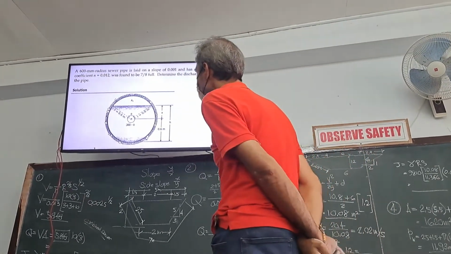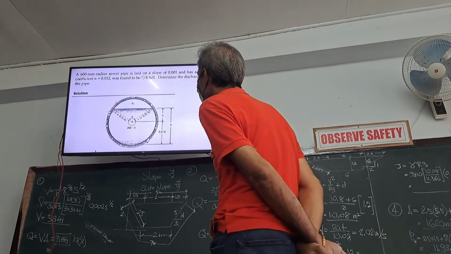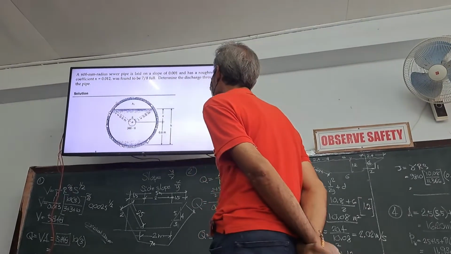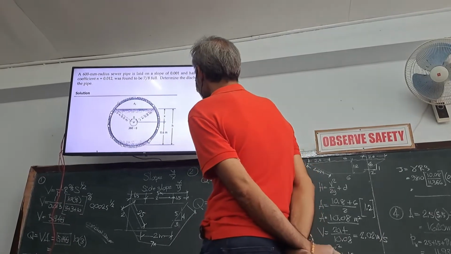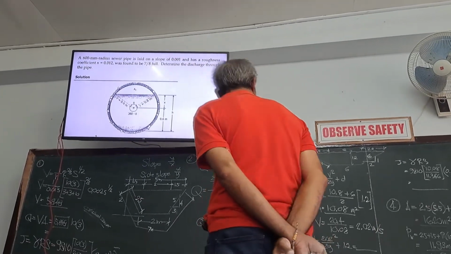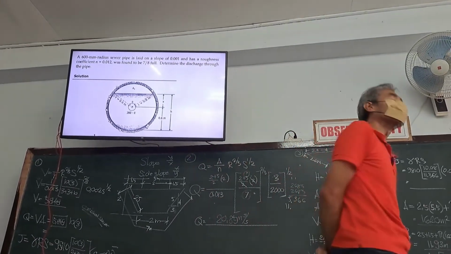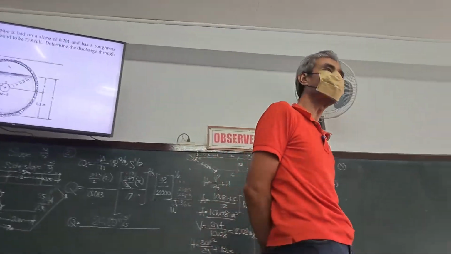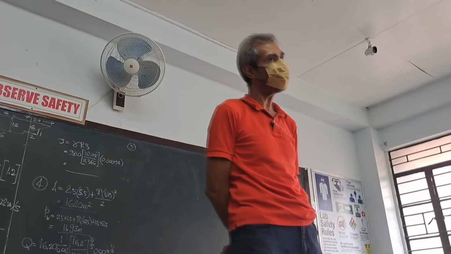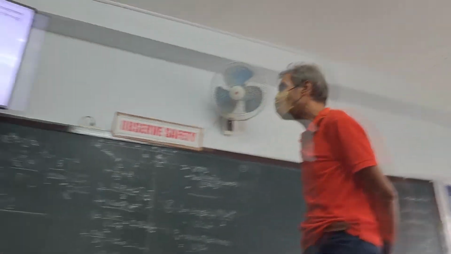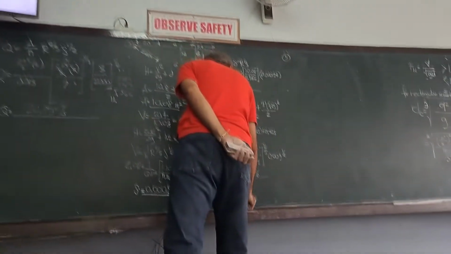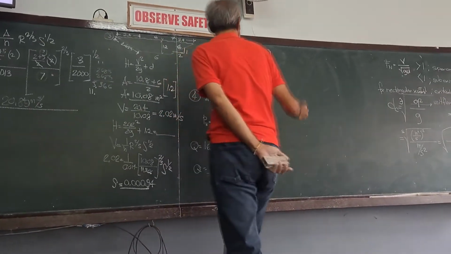A 0.6 meter radius sewer pipe is laid on a slope. The roughness was found, and it flows 7/8 full. Determine the discharge. Again, with this type of problem, the difficulty lies in computing the area and the perimeter. After that, it's just a simple direct substitution into the formula.